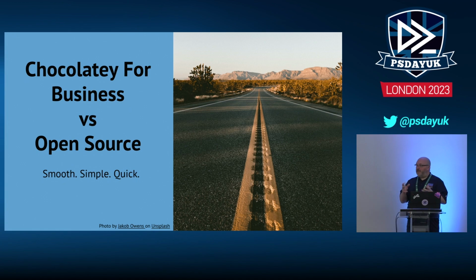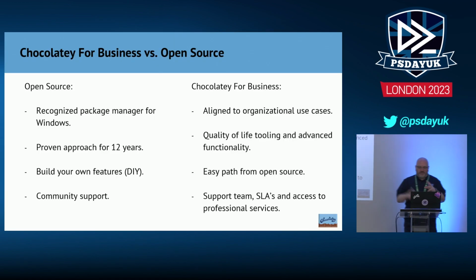So we've looked at part of the product suite. We've looked at the free and open source versions. We've looked at the commercial versions, and we want to look at the differences. So the open source, we'll deal with the left-hand side first. Chocolatey is a recognised package manager. We've been about for almost 12 years now.